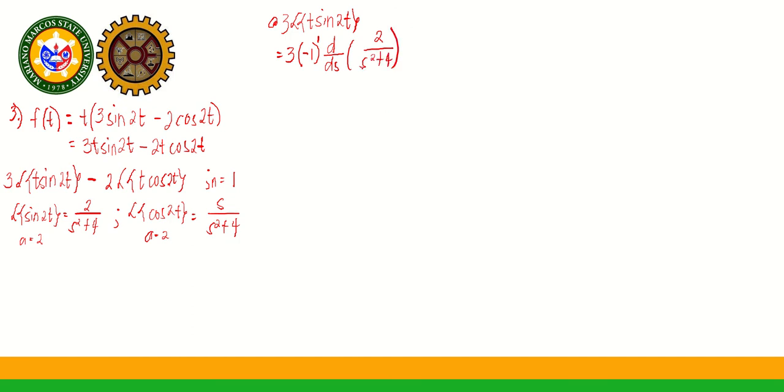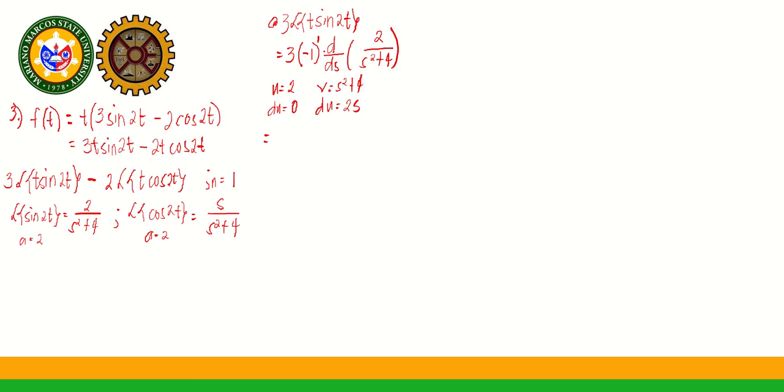First derivative lang yung kukunin natin. So, ang gagawin ulit natin is the quotient rule. Okay, so mag-let u tayo. Let u be equal to 2. So, your du is equal to, the derivative of a constant is 0. And then v is equal to s squared plus 4. dv with respect to s is equal to 2s.